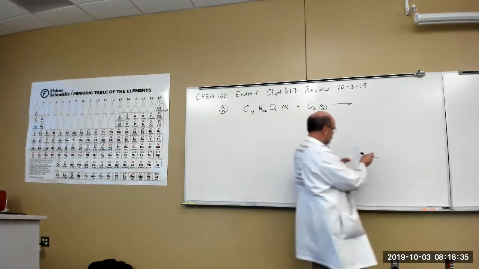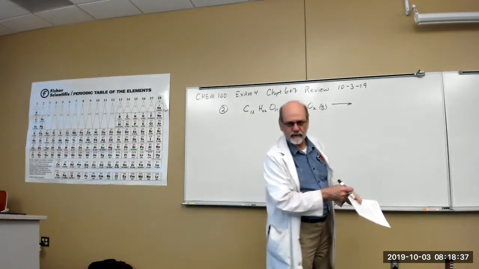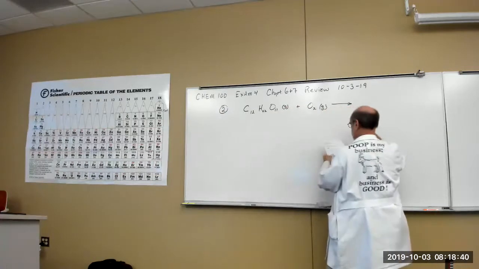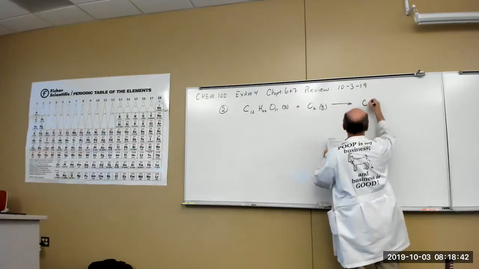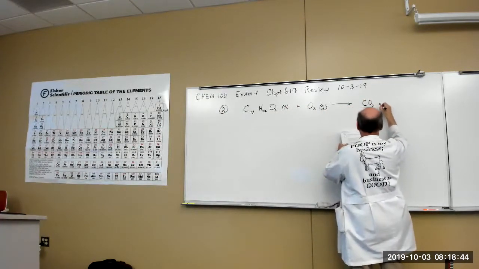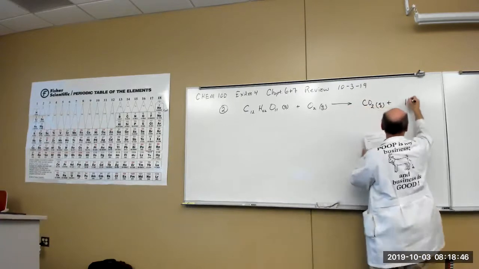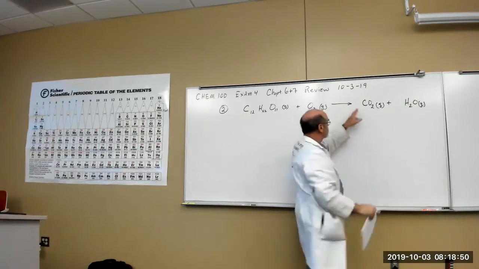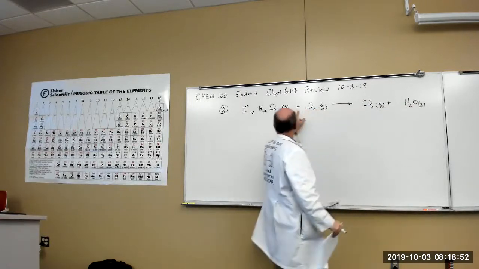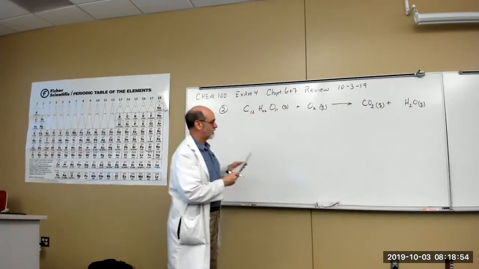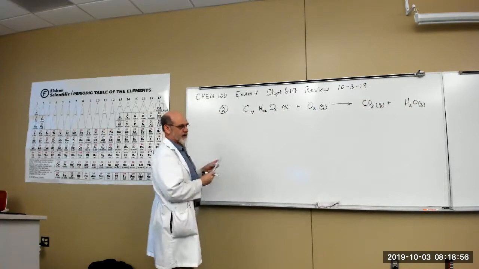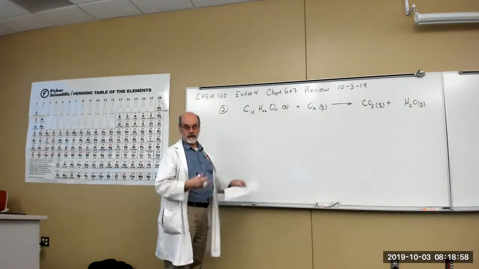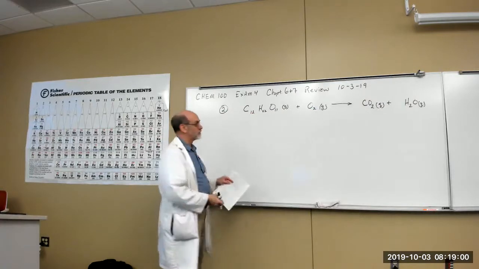Okay, so this is going to produce CO2 and water. In an unbalanced equation, I'm leaving my space in here for coefficients. Right? So what's our next step for balancing our equation? Do our inventory, right? Set up our table.